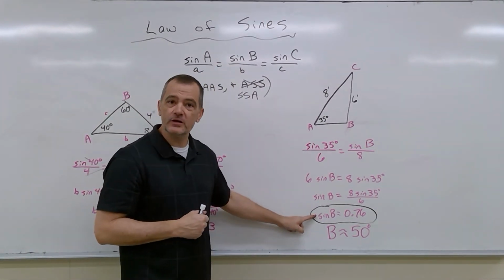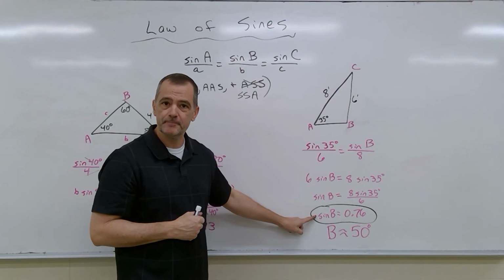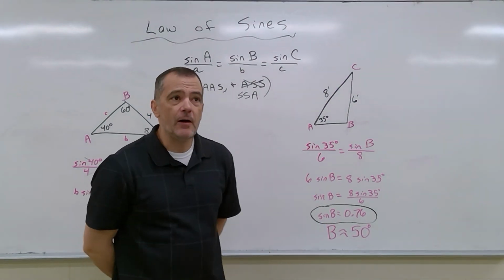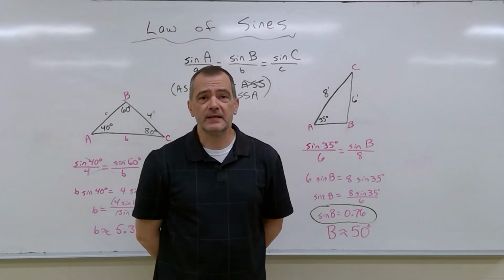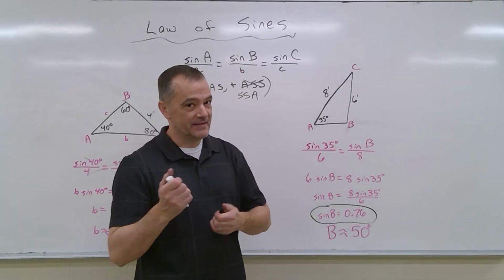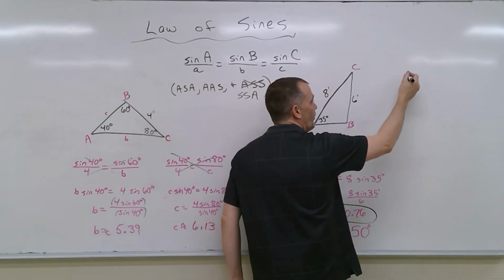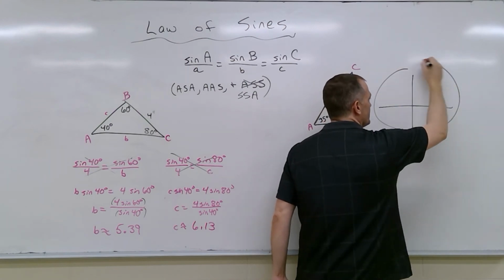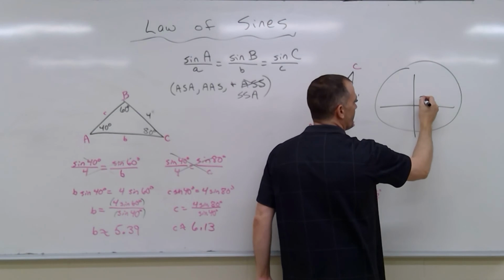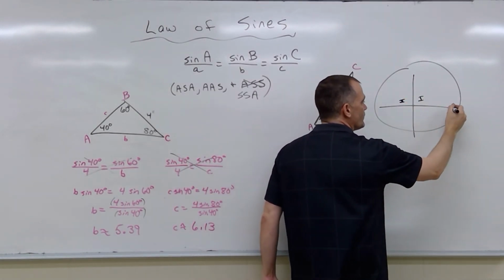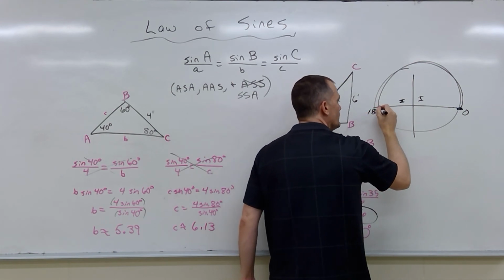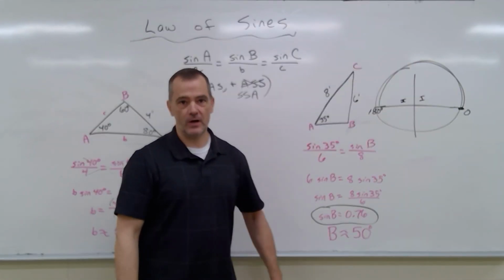Because to solve this, we're going to have to use the inverse sine. And we don't even have to do that. All we could say is, well, how many angles, when I take the sine of it, give me that positive 0.76? Now, here we go. We have the unit circle, and we know that sine is positive in the first and second quadrant. So any angle between 0 and 180 degrees could be a possibility for this angle right here.